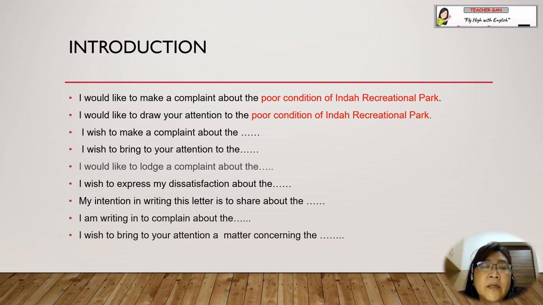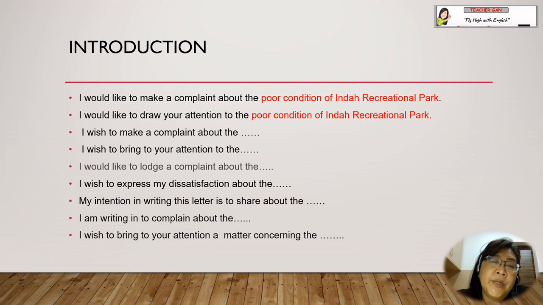Now we are going to look at the introduction. So there are a few examples here. Number 1, I would like to make a complaint about the poor condition of Indah Recreational Park. Number 2, you can write, I would like to draw your attention to the poor condition of Indah Recreational Park. Number 3, I wish to make a complaint about the poor condition of Indah Recreational Park.